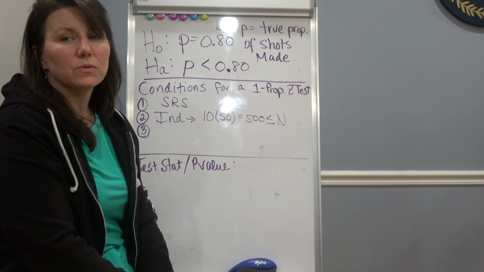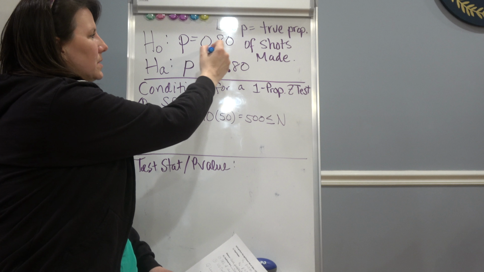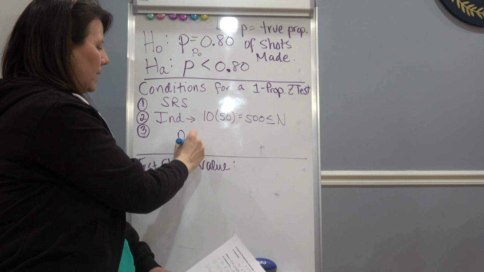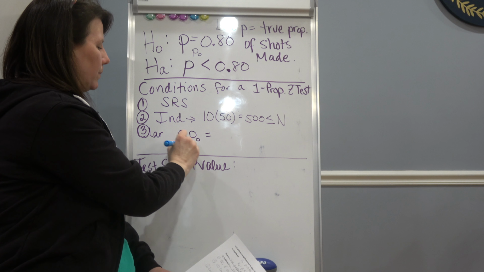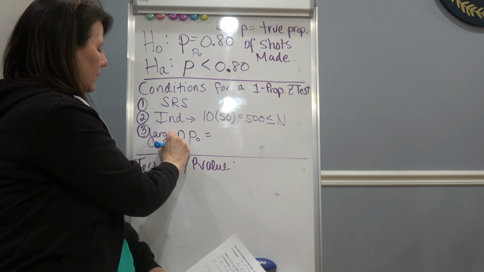And so we need to look at the fact that, is this a normal distribution, right? Based on the assumption that P is 0.8, so this is the P in the null. I'm going to call that P naught. The large counts condition now is based on N times P naught. So large counts normality.